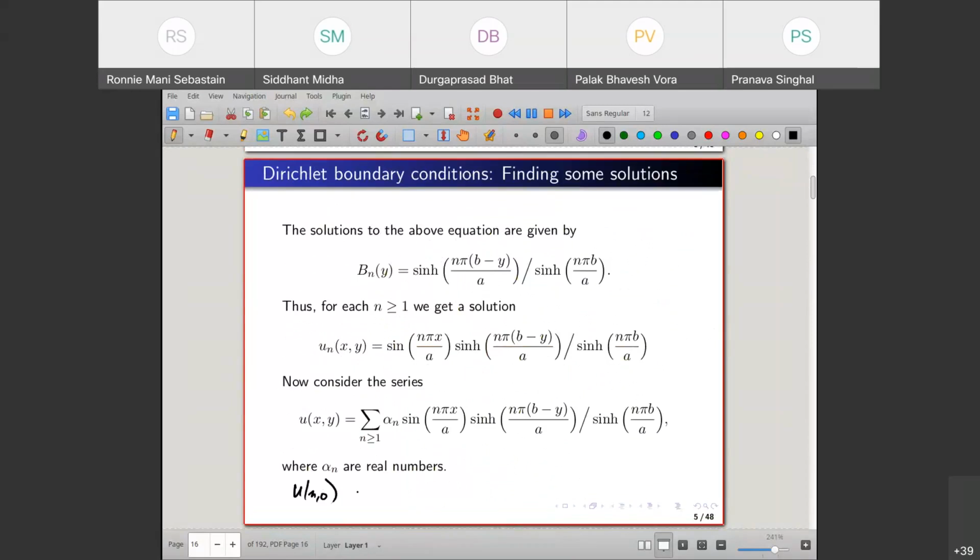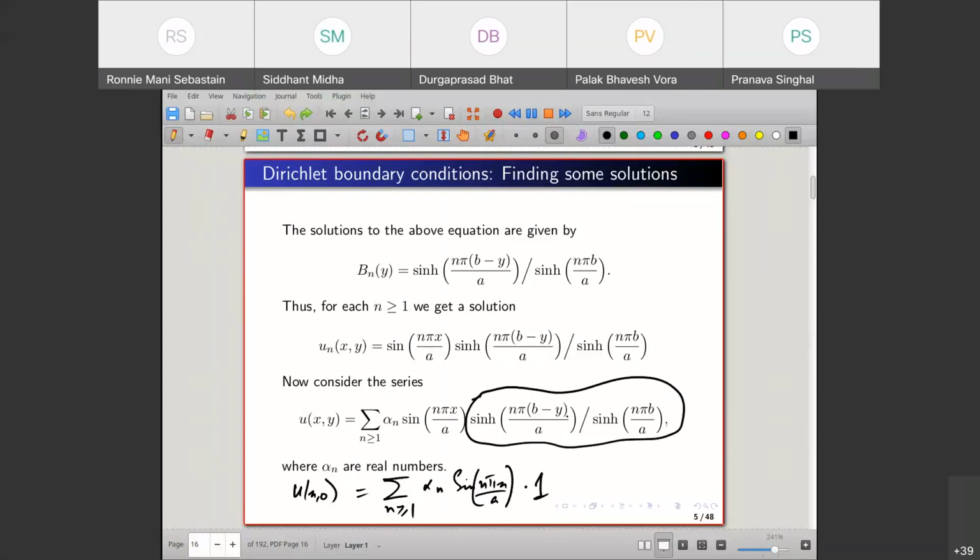u(x, 0) is equal to the summation, n greater than or equal to 1, of alpha n sine(n pi x by a), and y is equal to 0. So that's just going to be 1. When we put y equal to 0, this whole thing becomes 1. So these alpha n's have to be the Fourier coefficients of f(x).